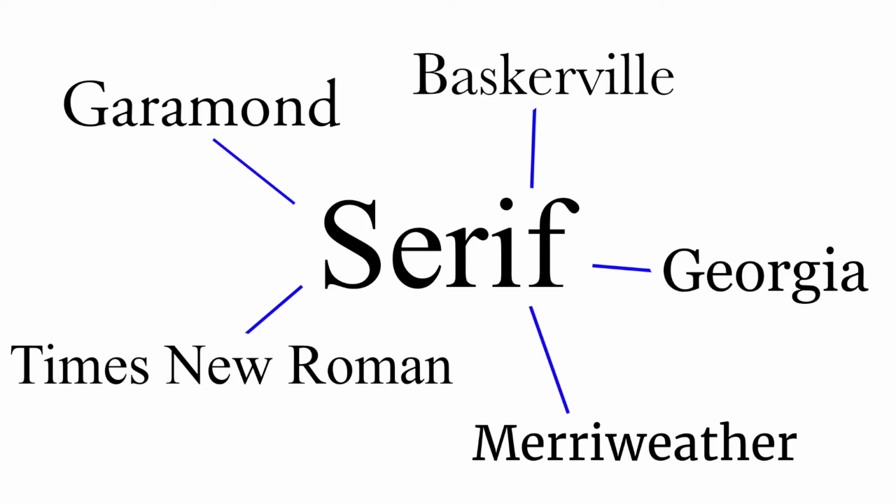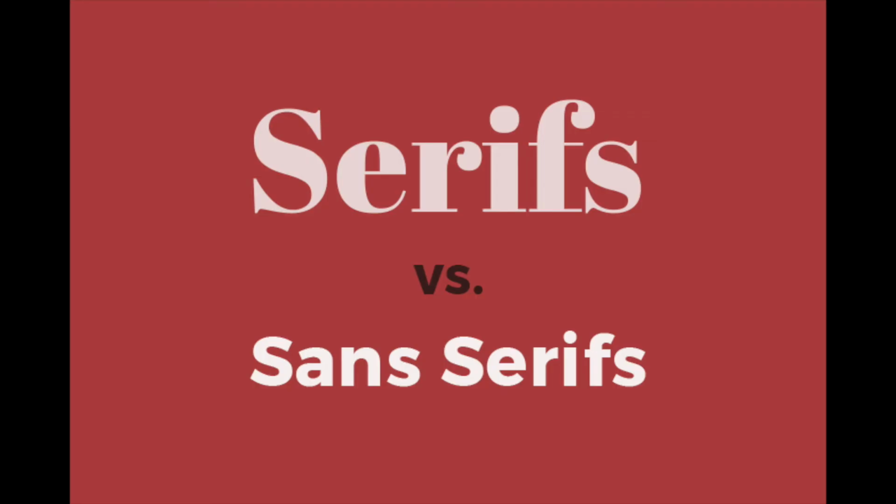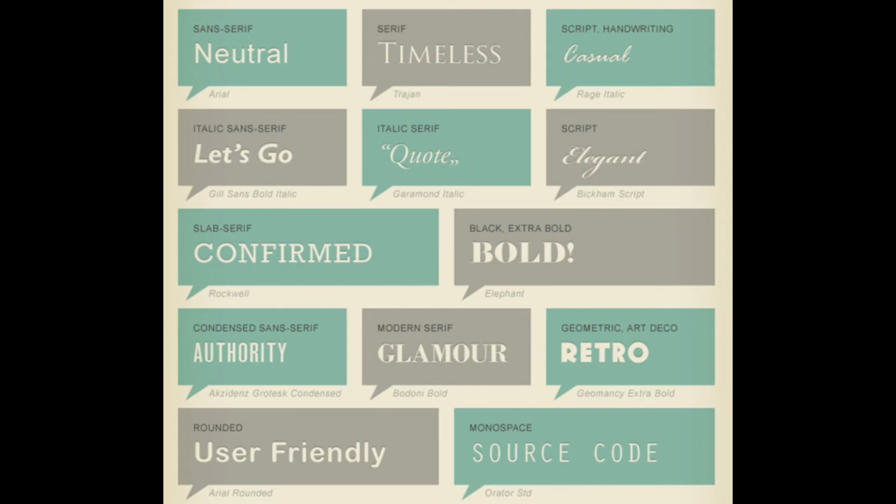So an example of fonts that have a serif style would be fonts like Times New Roman, Georgia, Merriweather, and tons of others. Examples of fonts that have a sans serif style would be fonts like Futura, Helvetica, Arial, Impact, and many others. So sans serif is a style of font. It's not an actual font name. You don't have to remember the names of these, but just know that these are two very common basic styles of text.